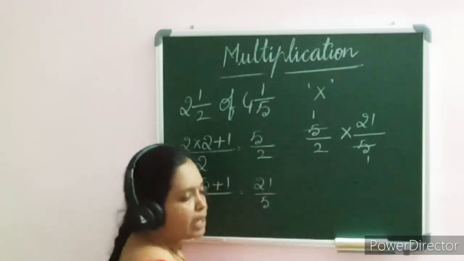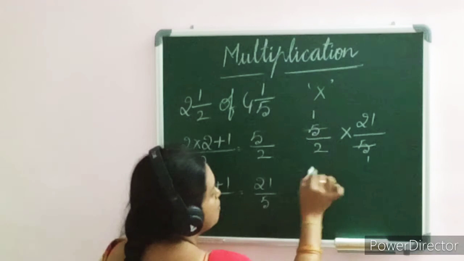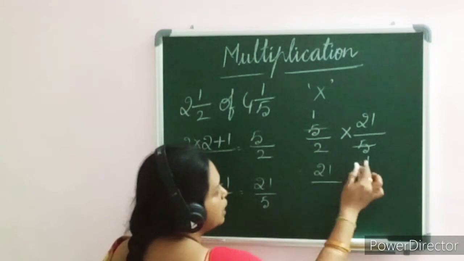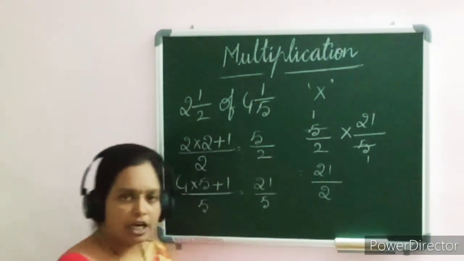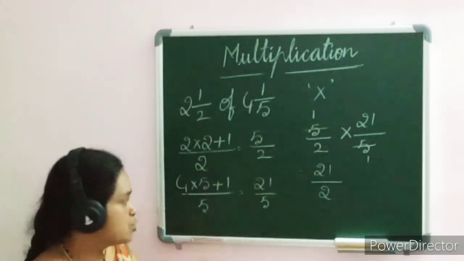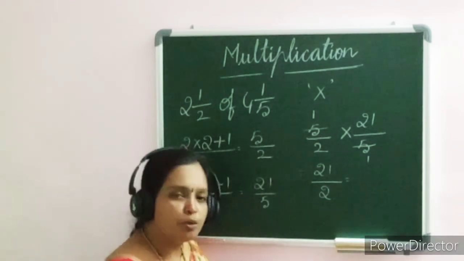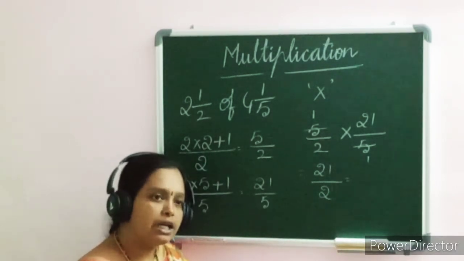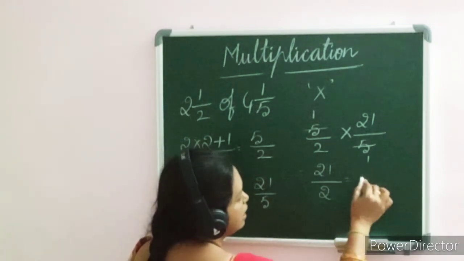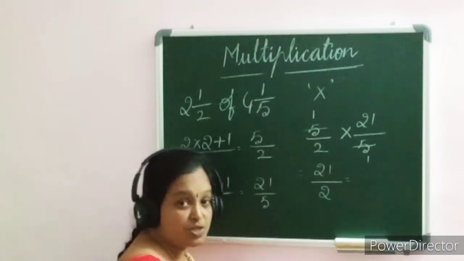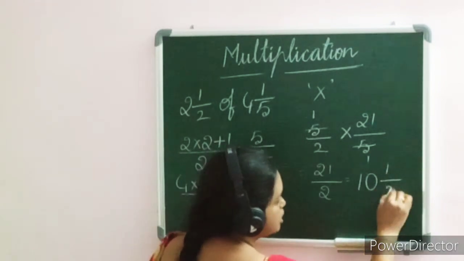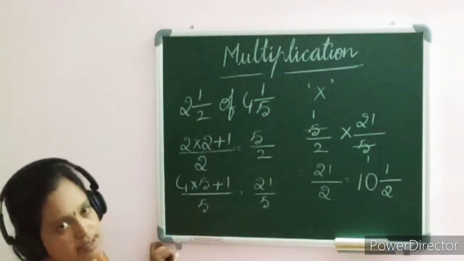Now 21 and 2, can you cancel? No. So multiply both the numerators, 1 into 21, 21, and 2 into 1, 2. When you multiply both the numerators and both the denominators, your final answer is 21 by 2. You can convert this again into a mixed fraction as we did in earlier sessions. 21 divided by 2. In the 2 table, when will you get nearest to 21? 2 tens are 20 and the remainder is 1 by 2. This is our final answer.